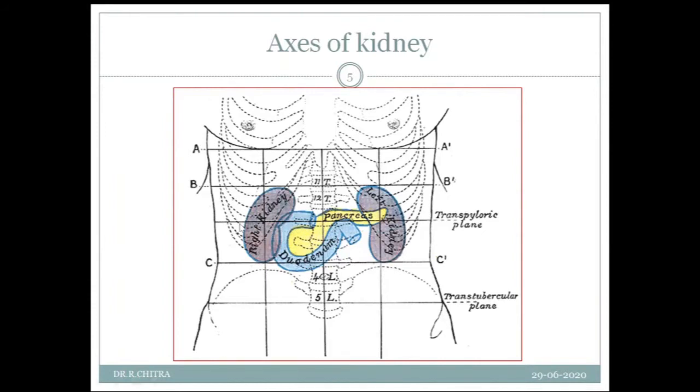This is the transpyloric plane, which passes through the hilum of the kidneys. On the right side, it passes through the upper lip of the hilum of the right kidney. On the left side, it passes through the lower lip of the hilum of the left kidney. Many structures are situated in the line of the transpyloric plane: the fundus of the gallbladder, the hilum of the kidneys, and the pylorus of the stomach. So this is the transpyloric plane.